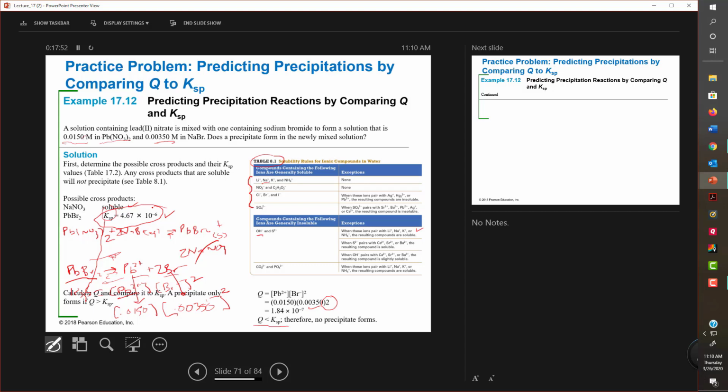Now, if Q is greater than Ksp, you can't say for sure a precipitate will form. You can say that you have either a saturated or a supersaturated solution. Sometimes you add things together and Q can be larger than Ksp, and if we just don't have that spark for it to precipitate out, then you'd have a supersaturated solution.